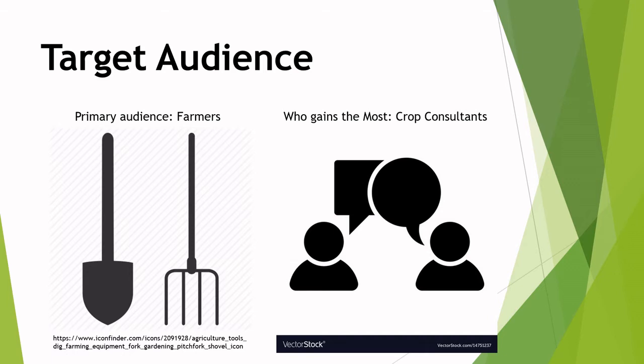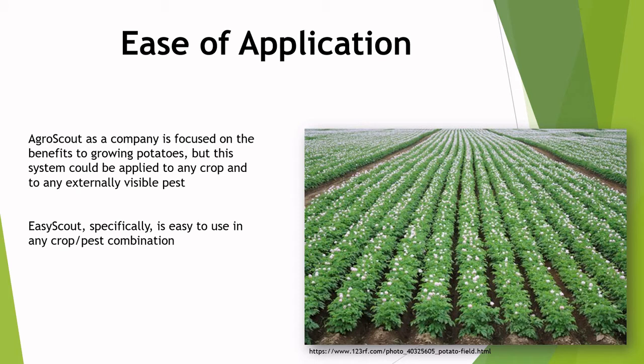So this can be applied to virtually any crop. In Easy Scout there are no options for any orchard-based crops, so there are no orange trees or apple trees or whatever. But it can be applied to any other field crop. The company is focusing on potatoes.